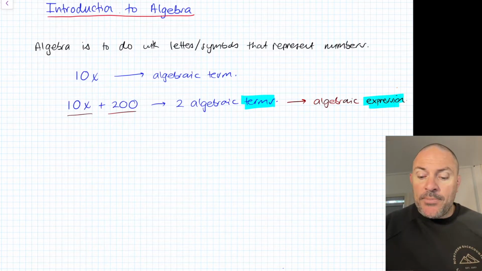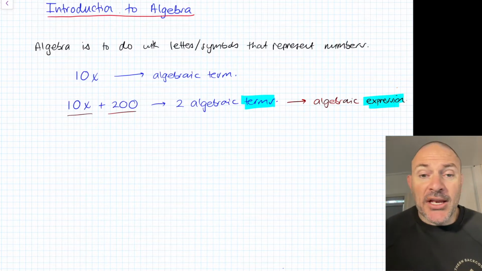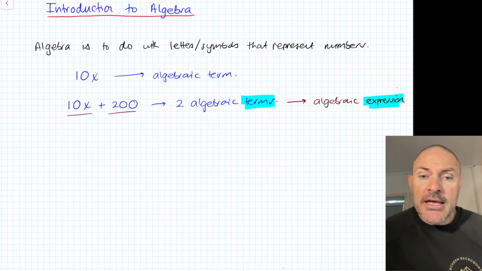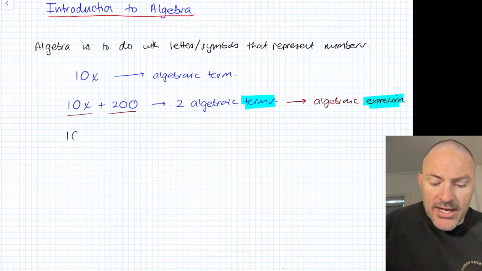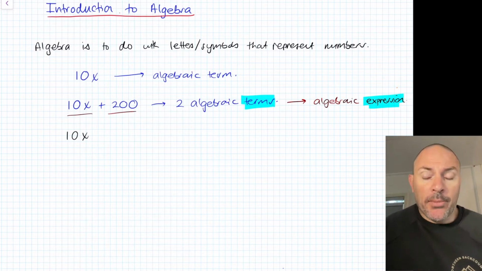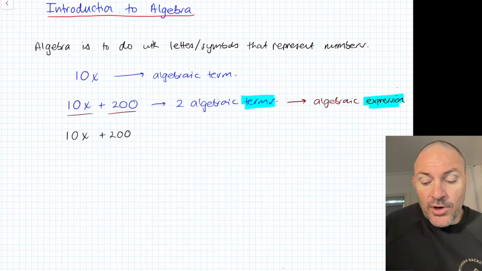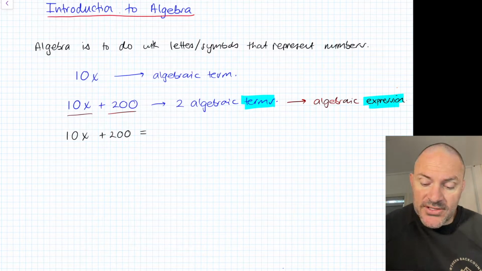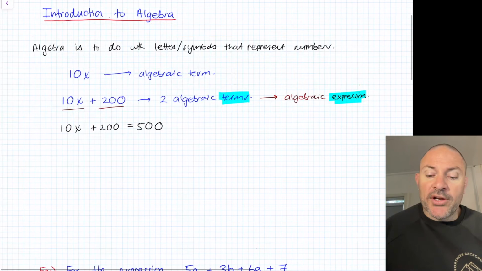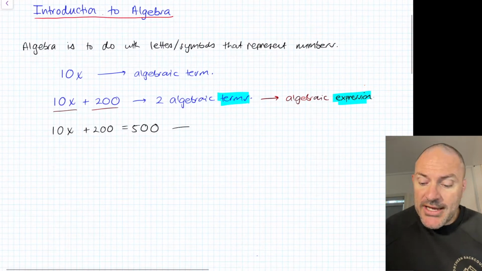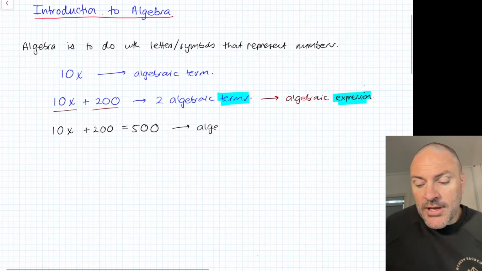Let's say, for example, your mum and dad say, okay, you can have a certain amount of people coming to the party, but it can't cost more than $500 all up. And so you might say, well, 10 times the number of people coming, plus your cost of the party to start off is $200, and equals 500. Now, although we don't deal so much with equations just yet, this is now what we call an algebraic equation.